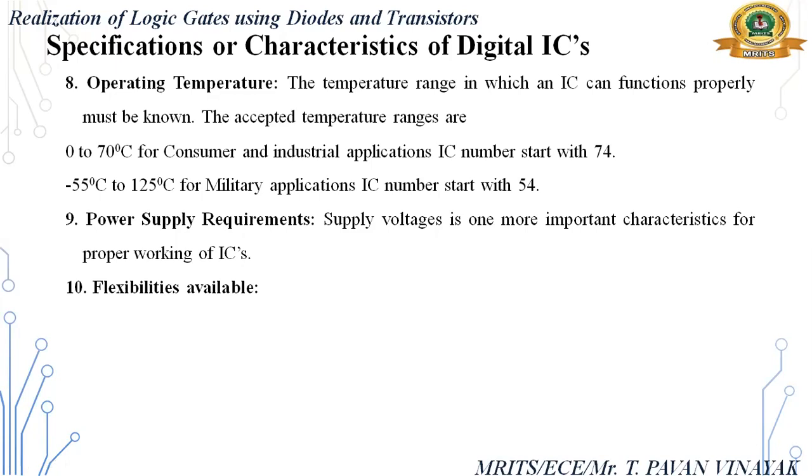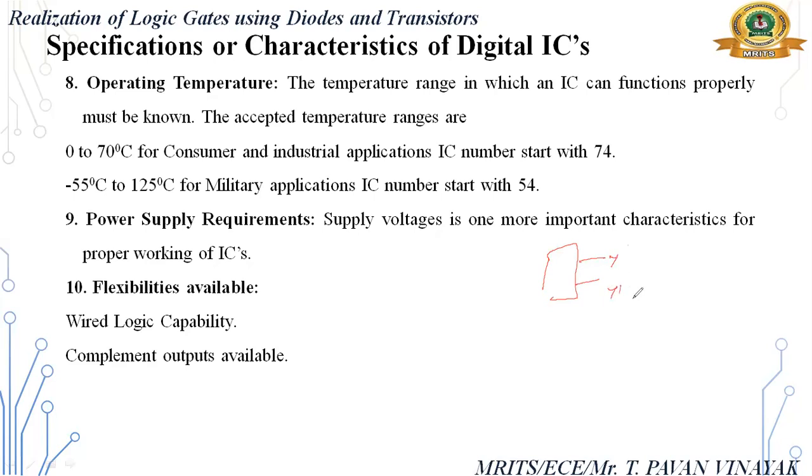Next, flexibility is available in digital ICs. Wired logic capability, meaning fan out, as I already said: the output of one gate is used for many inputs. The second one is complement outputs. Sometimes an IC can produce two outputs, Y and Y bar. For the complement you need not use another NOT gate; the IC can simply provide the complemented output.